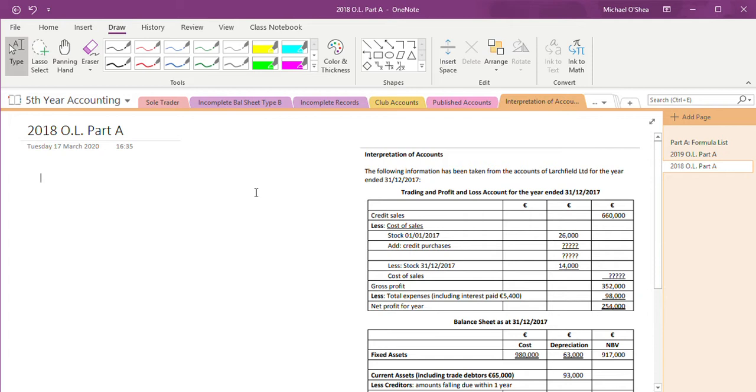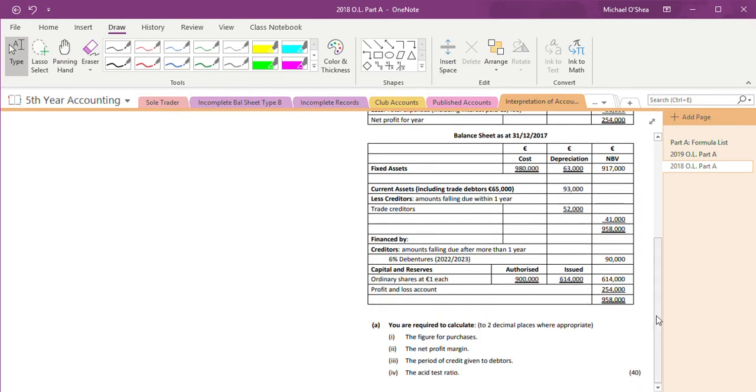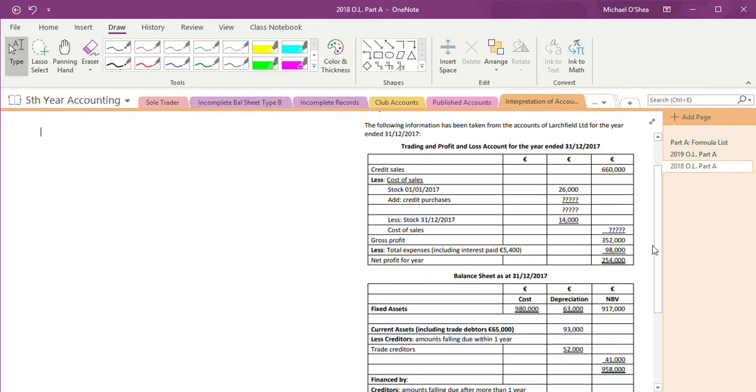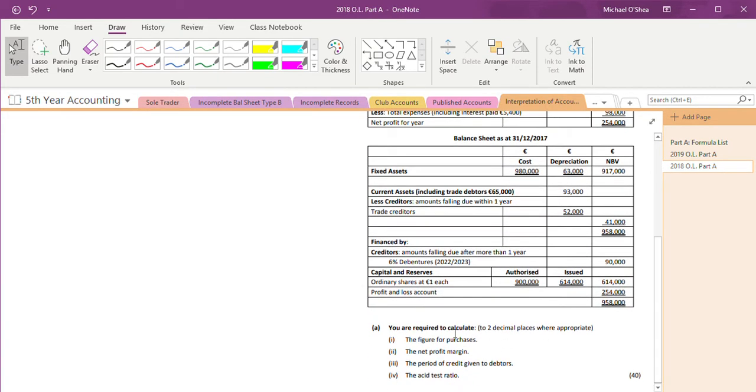This is the 2018 ordinary level interpretations of accounts question. Again, we're just going to focus on part A. So just like the last question, we have our trading profit and loss and we have our balance sheet. First thing we're required to do is to calculate to 2 decimal places the figure for purchases.